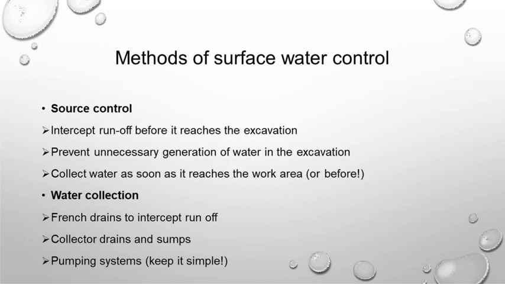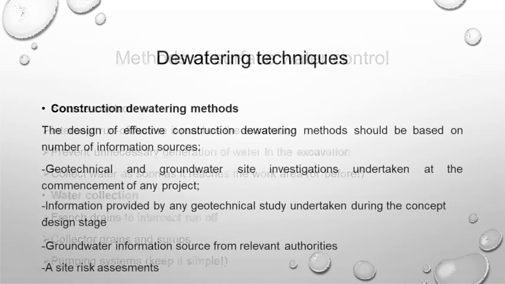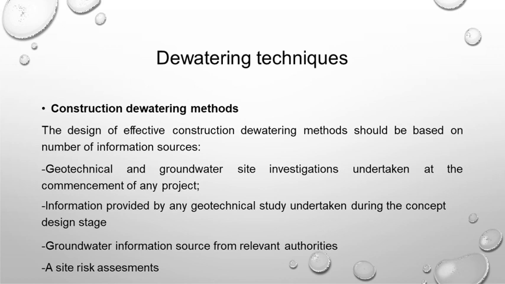Then what are the different methods of surface water control? Source control: first, intercept runoff before it reaches the excavation. Next, prevent unnecessary generation of water in the excavation and collect water as soon as it reaches the work area or before the work. Next, water collection: French drains to intercept runoff, then collector drains and a sump and pumping system. These are the different dewatering techniques used at a construction site.